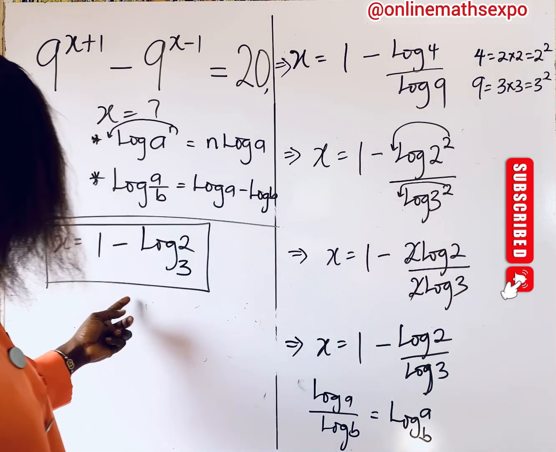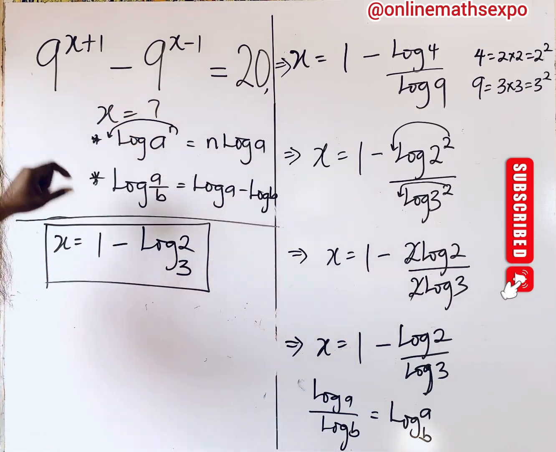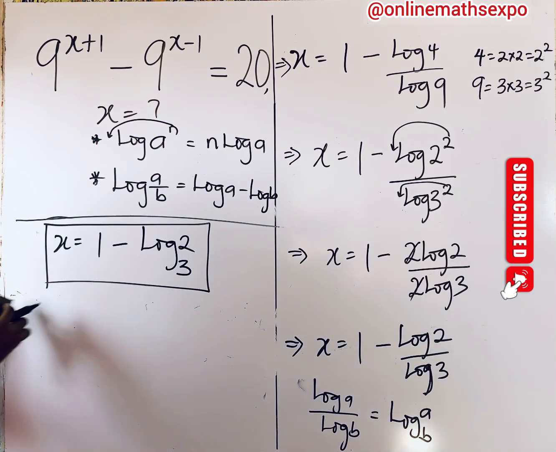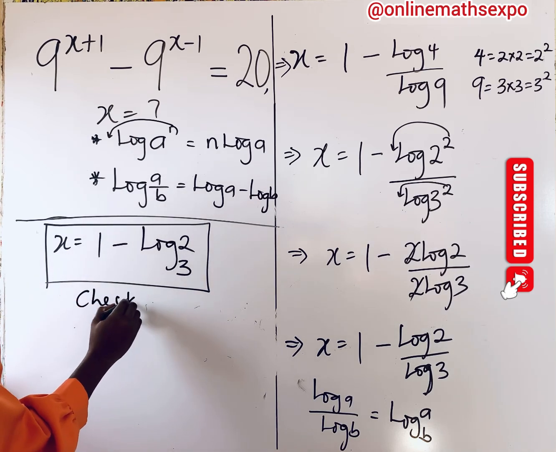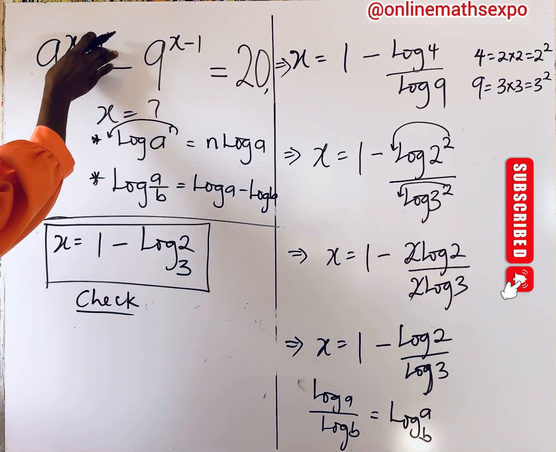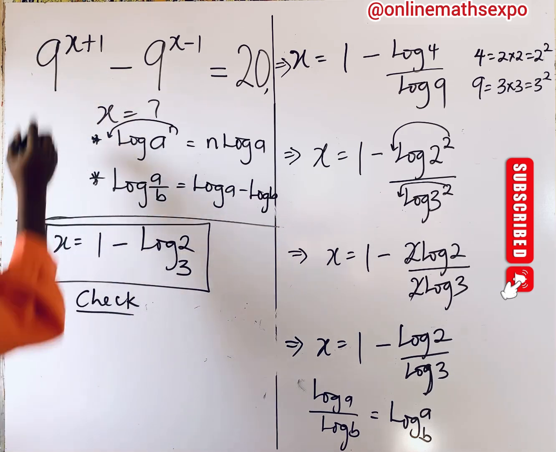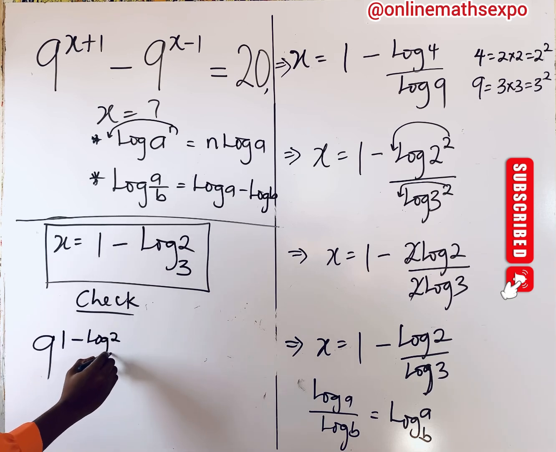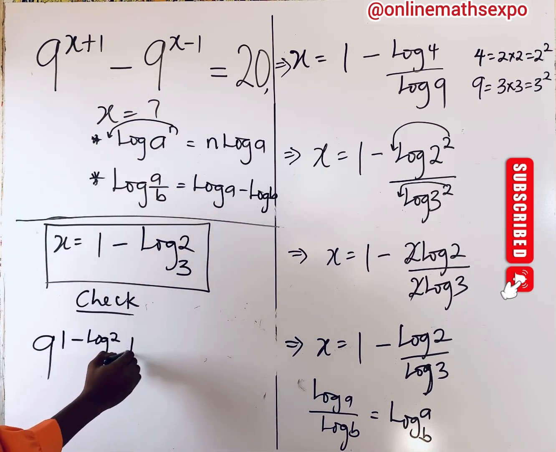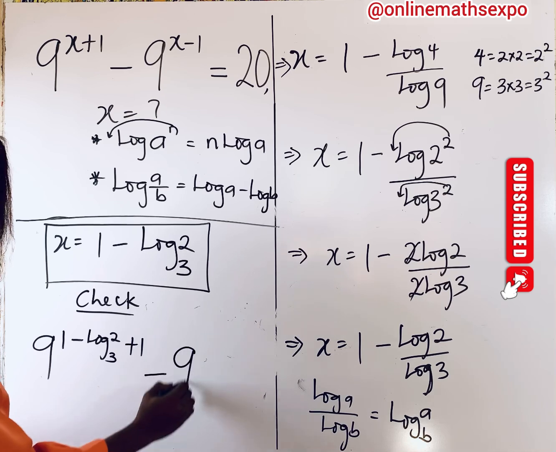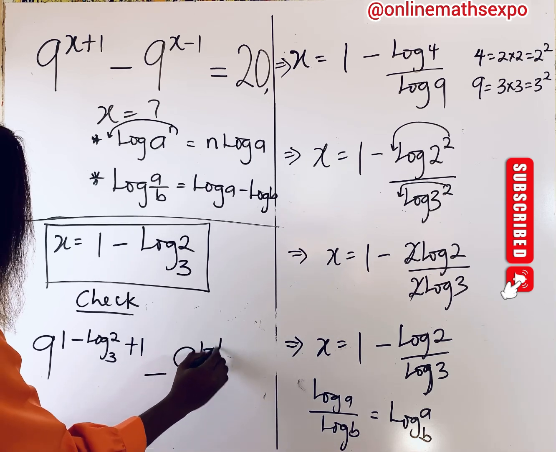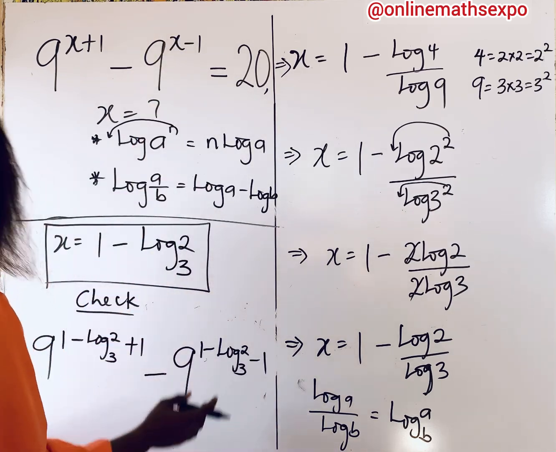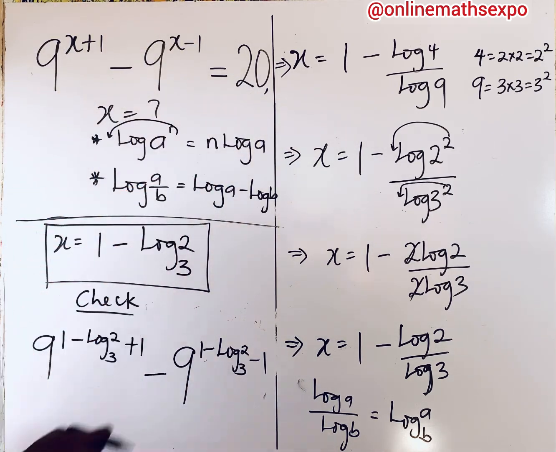Now we've gotten this x, we're going to check to know if actually we're going to get this answer 20. Let's do it together. So let's substitute. Let's do a check. Anywhere we see x, we replace it. So we're going to have 9 to the power of 1 minus log 2 base 3, then plus 1, minus 9 to the power of 1 minus log 2 base 3, then minus 1. Let's see if our answer will be equal to 20.